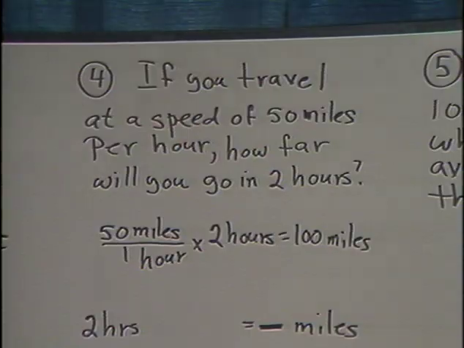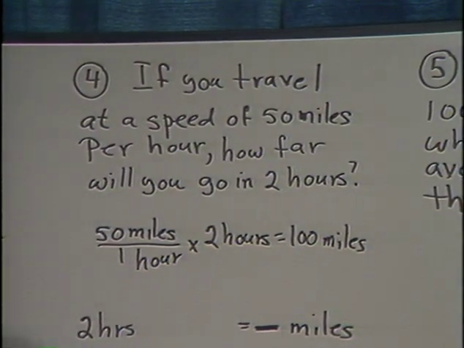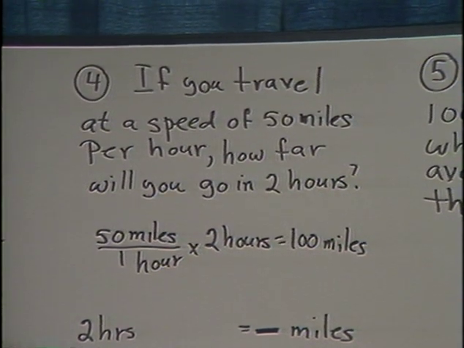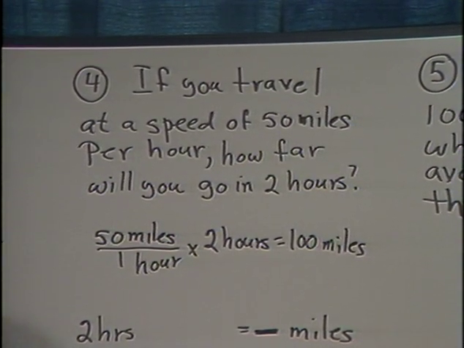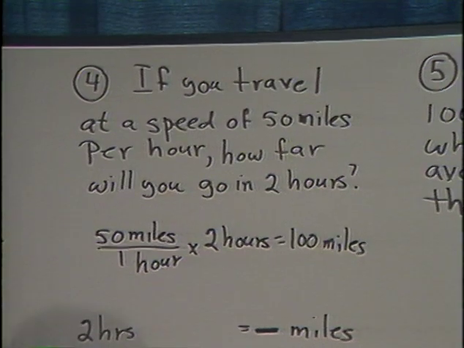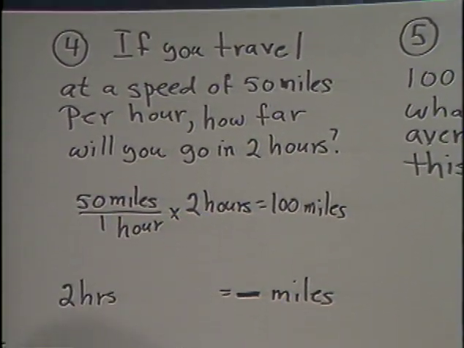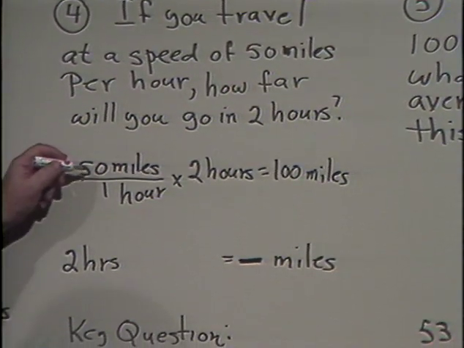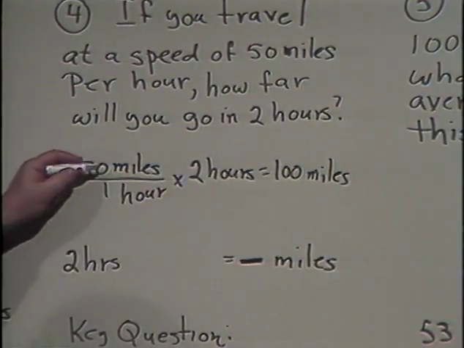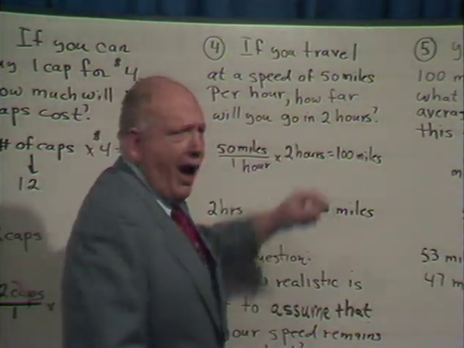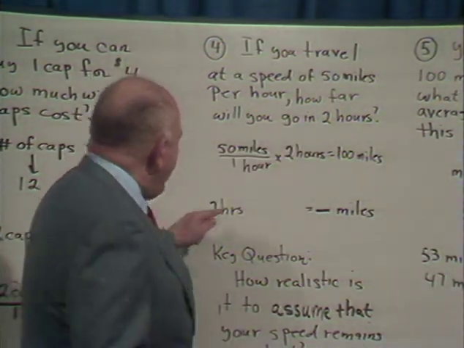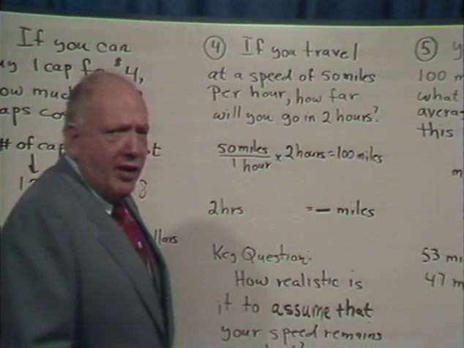Here's one. If you travel at a speed of 50 miles per hour, how far will you go in 2 hours? Hopefully, again, this is a very simple problem for you to do. You say, well, if I'm going 50 miles in 1 hour, in 2 hours I will go twice that distance. So you didn't multiply 50 by 2. You said 50 miles per hour times 2 hours is 100 miles. Watch how this works the new way with dimensional analysis.